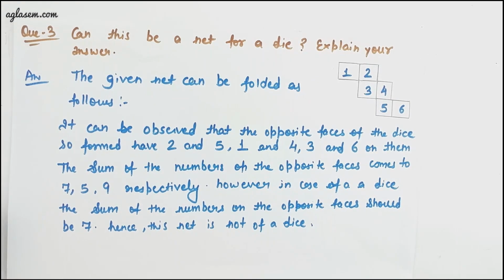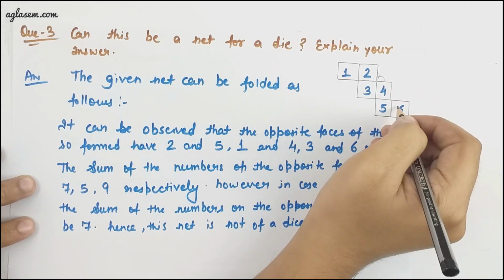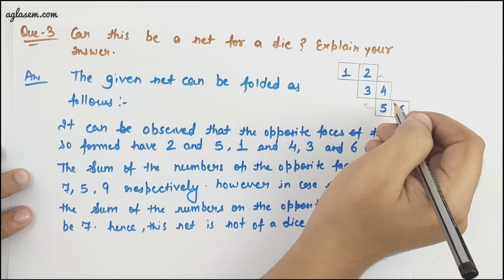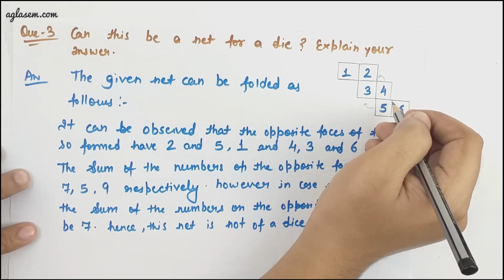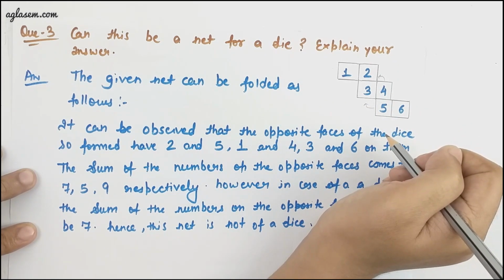In question number 3, it says, can this be a net for a die? You have to explain the answer when 1, 2, 3, 4, 5, 6 is given to you. So in this again, I'll say you just cut it out and try it yourselves. If you cut it out, 1, 2 will remain as it is, 3 will be one of the faces, 4 will be rotated this side, 5 and 6 will be put to the bottom. So you can observe the opposite faces of the die so formed will have 2 and 5, and 1 and 4, 3 and 6 on them.